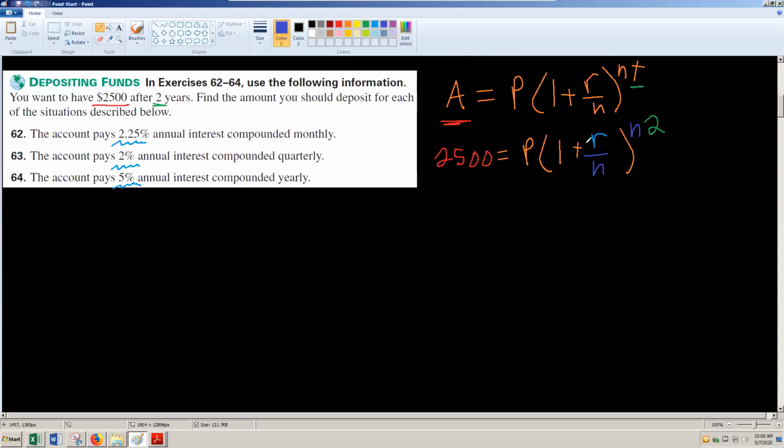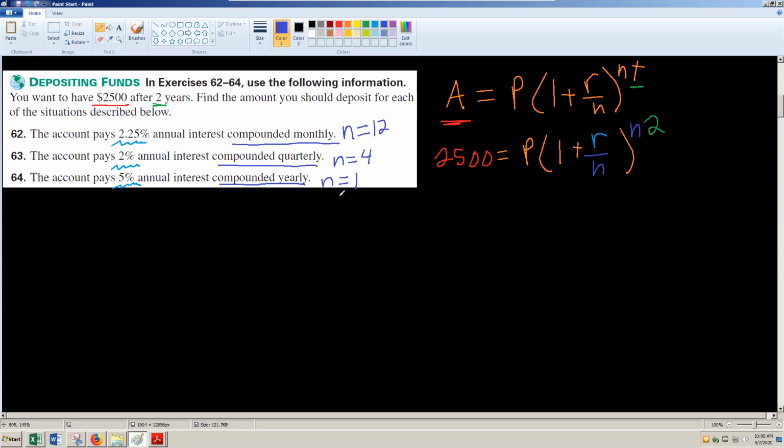Now when we say n, n is the period. So this thing is compounding monthly. That makes my n value here 12. Here I'm compounding quarterly. That makes my n value equal to 4. And here I'm compounding yearly, which just means my n value is 1.